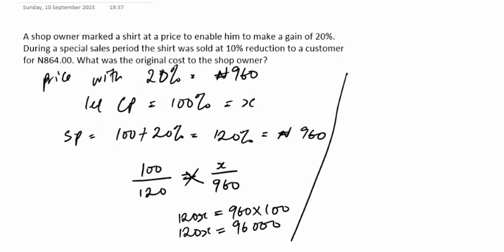Therefore our answer goes thus. Divide both sides by 120, then our x is going to be 96,000 divided by 120. When this 0 cancels this 0, 12 in 96 is going to be 8, and that is 800. So the cost price is 800 naira, and that is the solution to the question.